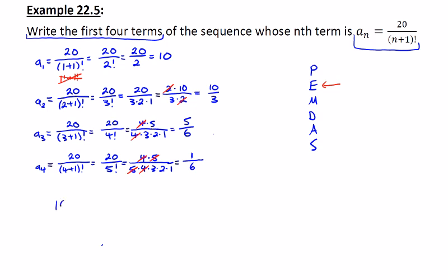So our final result will be 10, 10 thirds, 5/6, 1/6, and that's going to represent the first 4 terms of this sequence involving a factorial.